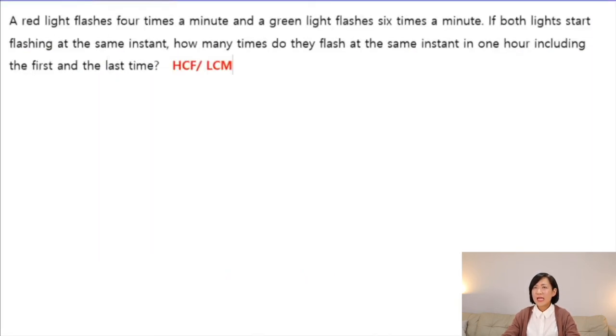A red light flashes 4 times in a minute and a green light flashes 6 times a minute. If both lights start flashing at the same instant, how many times do they flash at the same instant in 1 hour, including the first and the last time?